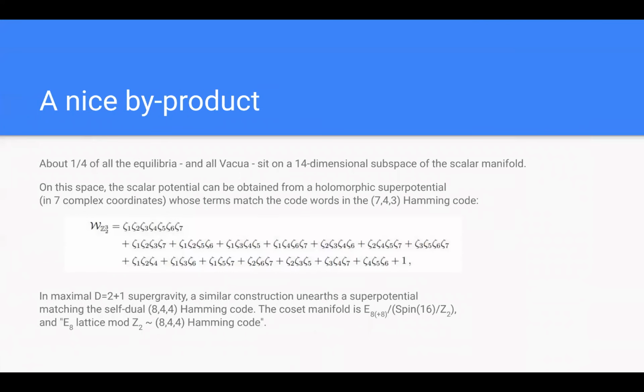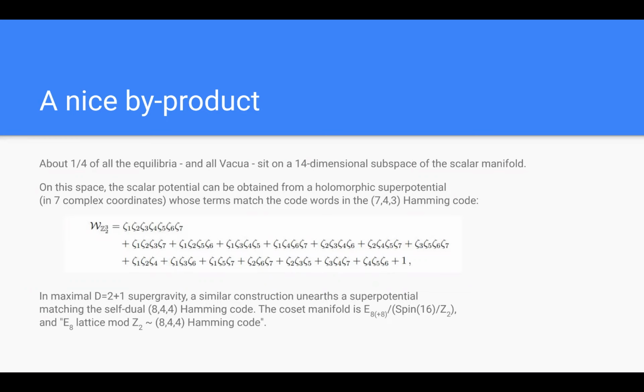So here's a nice byproduct of these investigations. We found that about a quarter of all these equilibria, and in particular all the vacua, so in total 48 equilibria, sit on a particular 14-dimensional subspace of the scalar manifold. And on that particular space, you can obtain the scalar potential from an auxiliary quantity, which we call the holomorphic superpotential, that can be written in 7 complex coordinates. And the terms in this holomorphic superpotential, it's a polynomial, do precisely match the code words in the [7,4,3] 1-bit error correcting Hamming code.